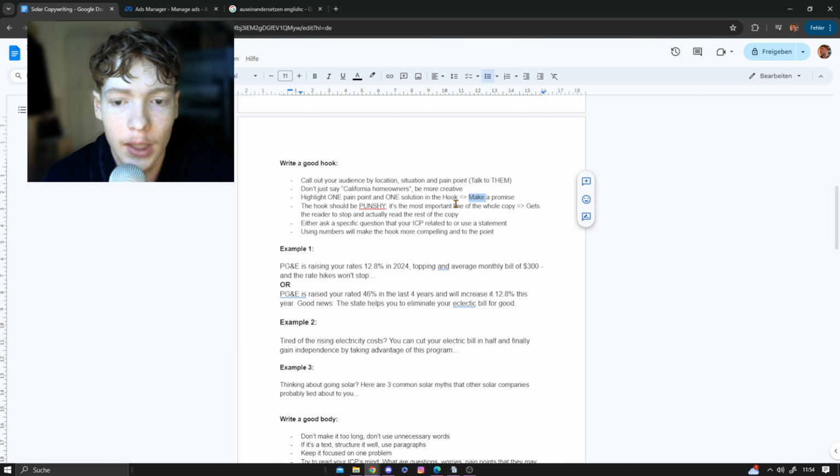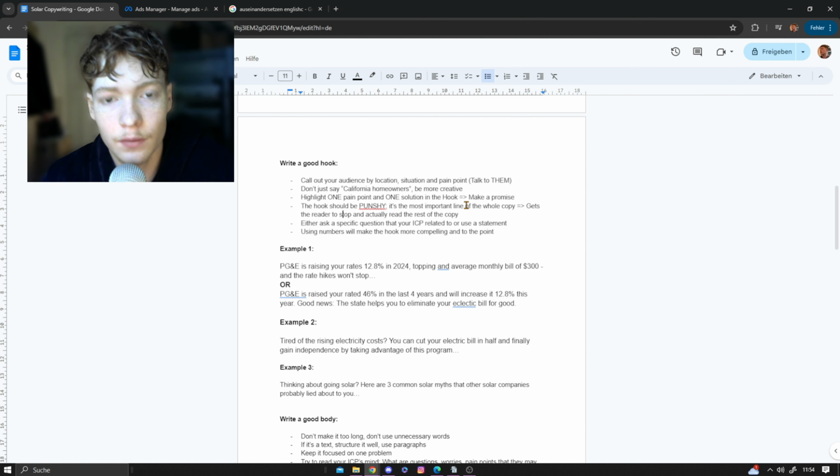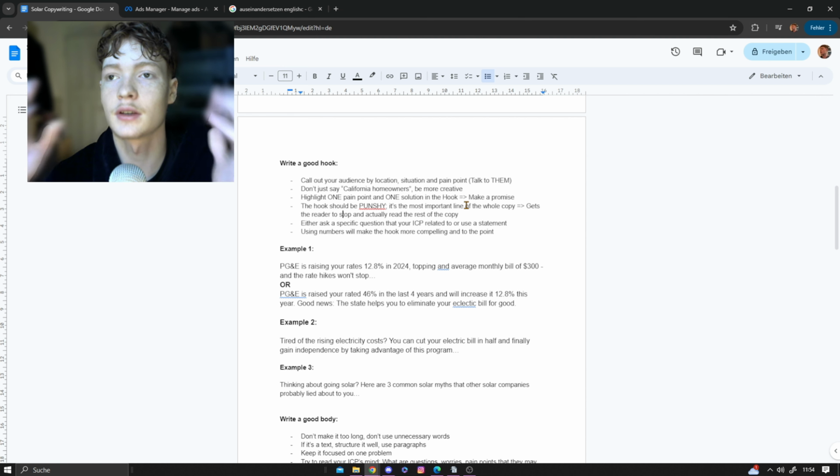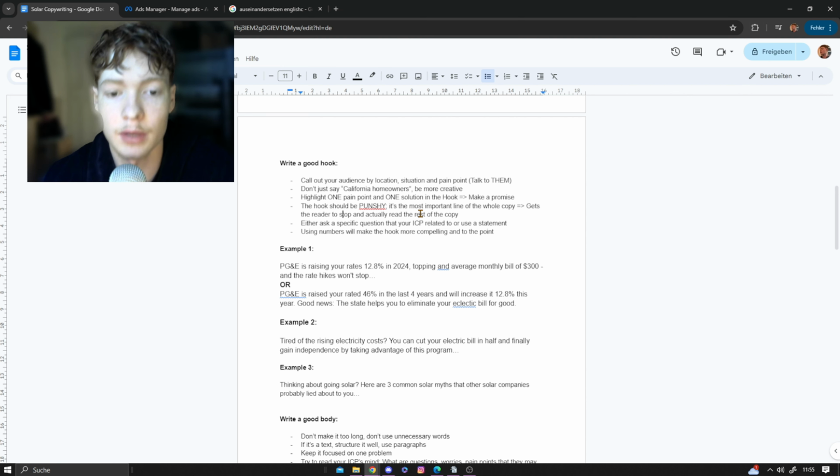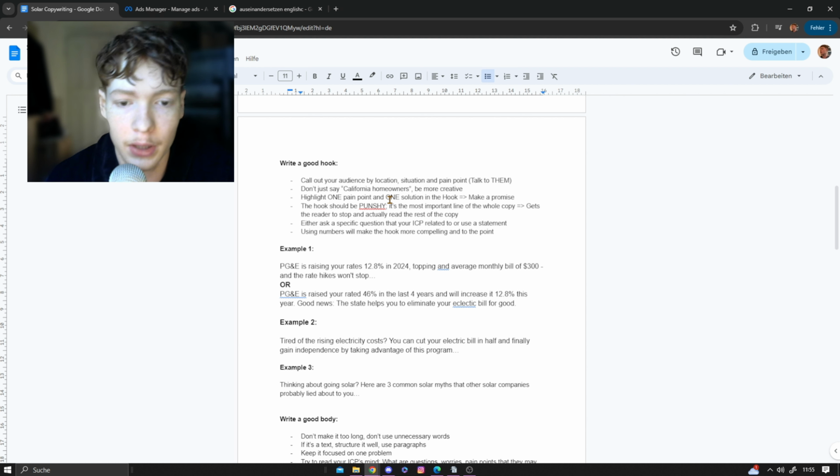So you want to make some kind of a promise that they want to keep reading. Then the hook should be punchy. It's the most important line of the whole copy, and it gets the reader to stop and actually read the rest of the copy. So it should be short and punchy. Everything that you've got, put it in there, it's the most important part. You want to make this very entertaining, short, to the point, not too many words, one line, punchy.